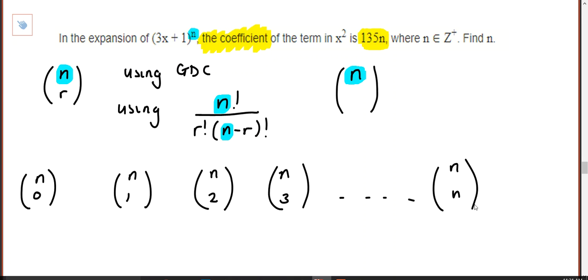I could make guesses what n would be and expand it and see whether I end up with 135n. That would be one way of doing it. It would be a very, very long way, and you wouldn't get anywhere near the marks. That question wouldn't be worth that many marks. There's got to be a better way. But you're right, we could have a guess at what n is. We don't need to. There's a better way of doing it.